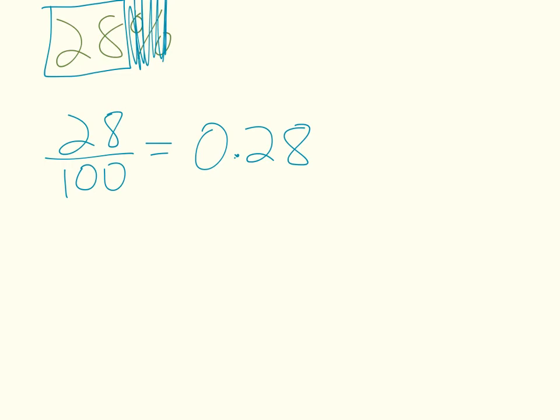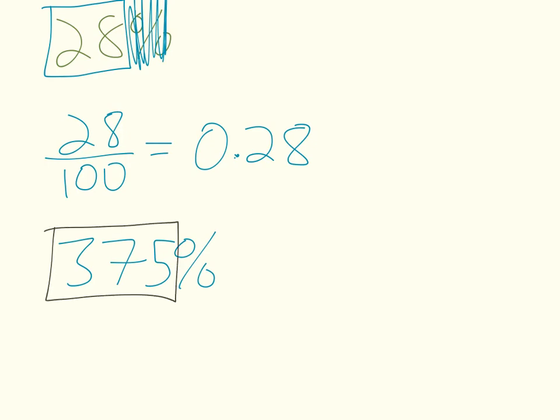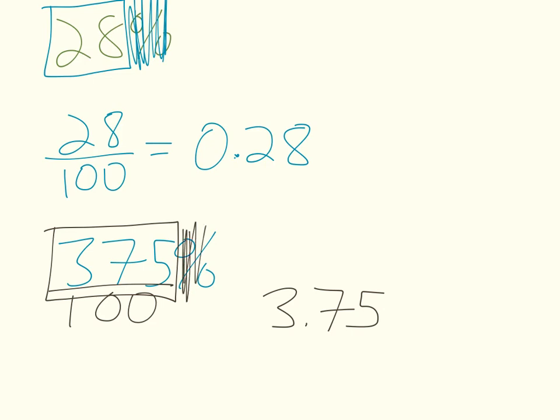Another example, 375%. How can I write that as a decimal? I take the number 375, divide it by 100, and I get 3.75. I get rid of the percent sign. That is 375% written as a decimal.